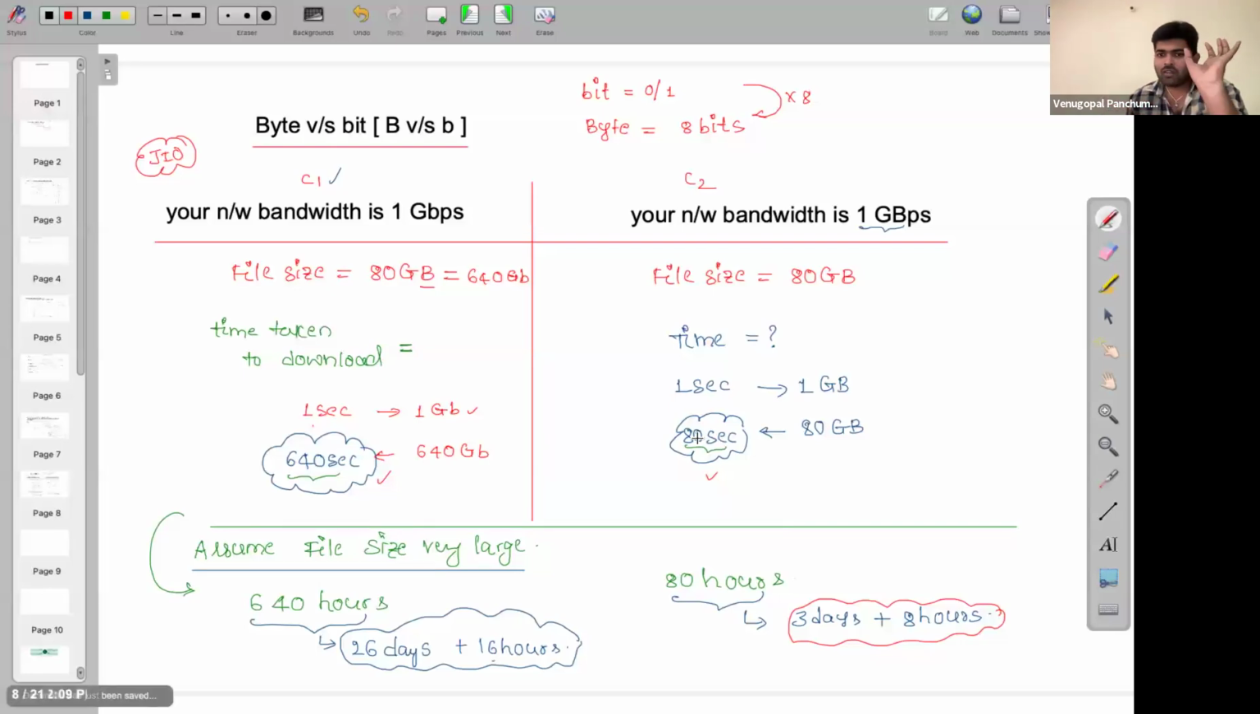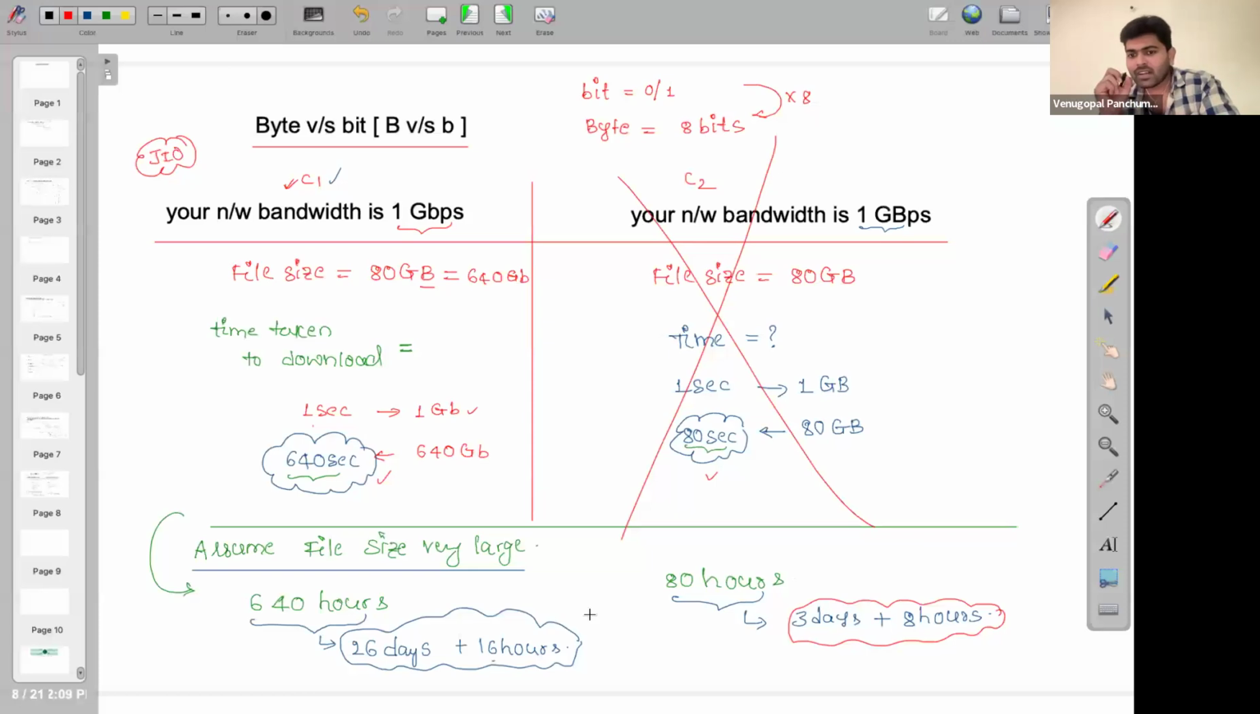So always, whenever they say GBPS or MBPS, they mean the first one. Whenever on a call they say MBPS, GBPS, all these things are the first one, not the second one. The second is wrong. If they say like that, then they're trying to fool you. No one is going to provide like this. Capital GB won't be there. It's always a small b.